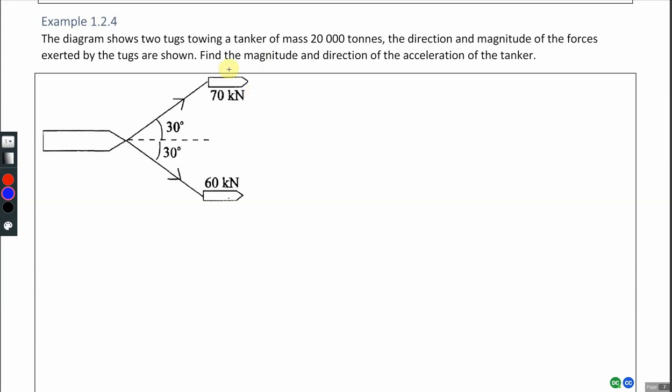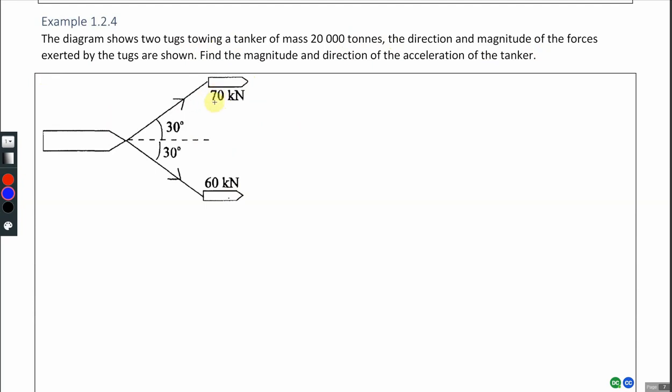In this example, we have two tugboats towing a tanker. So these are the two tugboats and this is the tanker. The tanker has a mass of 20,000 tons. The direction and magnitude of the forces exerted by the tugs are shown in the diagram.